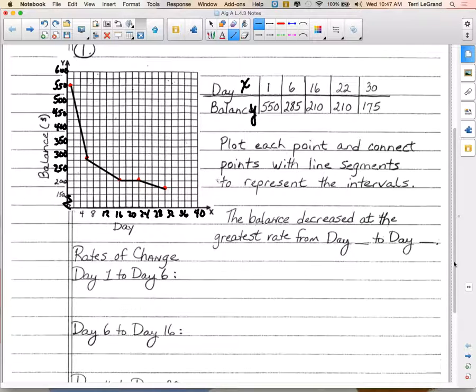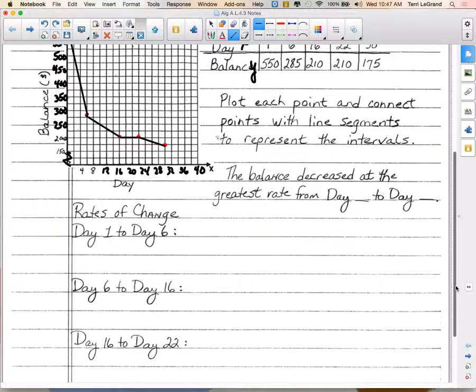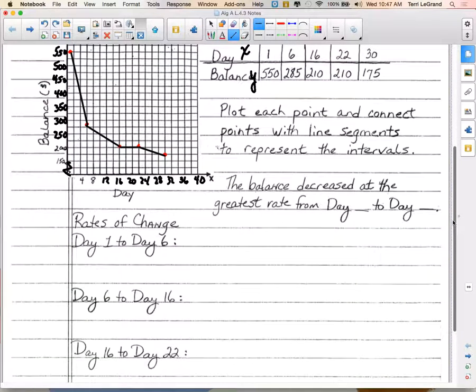Okay, just taking a look at our graph, let's just use our graph to answer the question, which time interval, from which day to which day, did it appear that the bank balance decreased at the greatest rate? Decreased at the greatest rate, because it appears it's going down pretty much all the time, right? So, in which time interval, which of those 4 line segments would you say the balance is decreasing at the greatest rate? Adam? Day 1 to day 6.